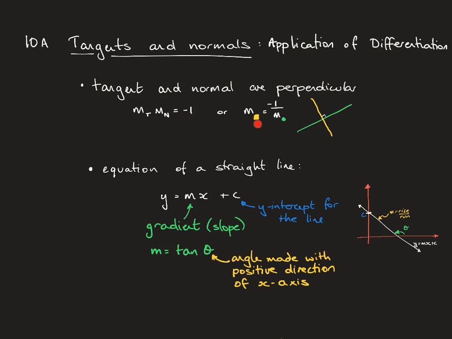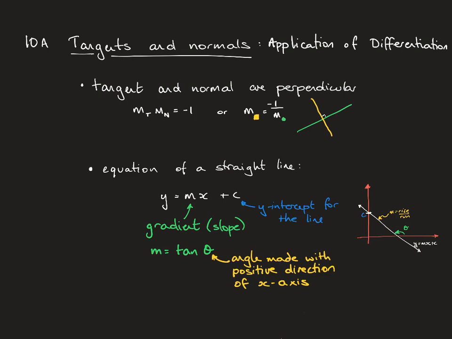And the relationship between the two gradients themselves is that one is the negative reciprocal of the other, which means -1 over the other. The other thing that we know about tangents and normals is that they are both straight lines, and so they'll have an equation of the form y equals mx plus c. And the c is the y-intercept for the tangent line, so over here. And the m is the gradient or the slope of the line.